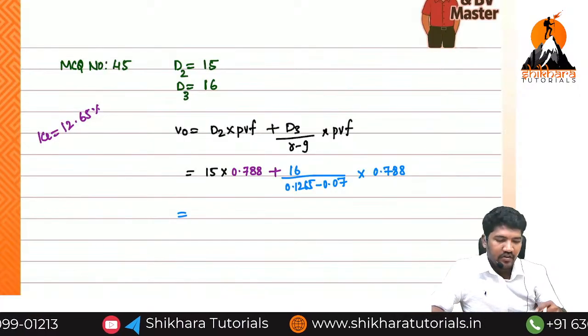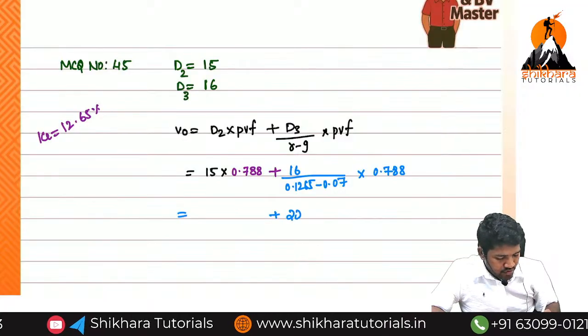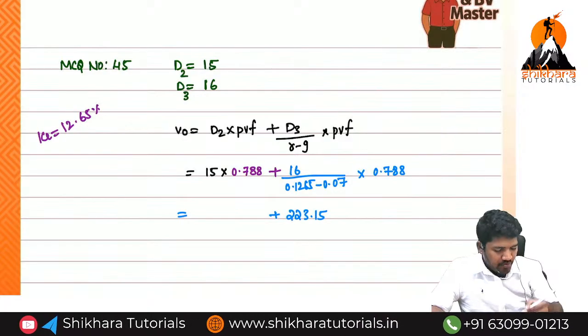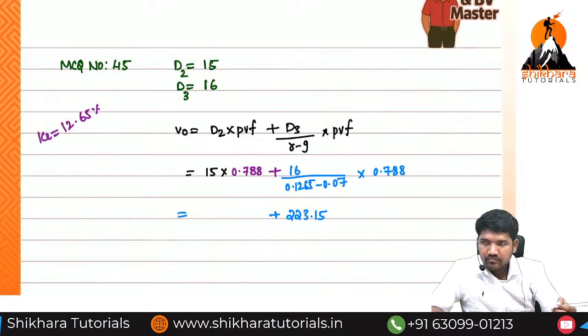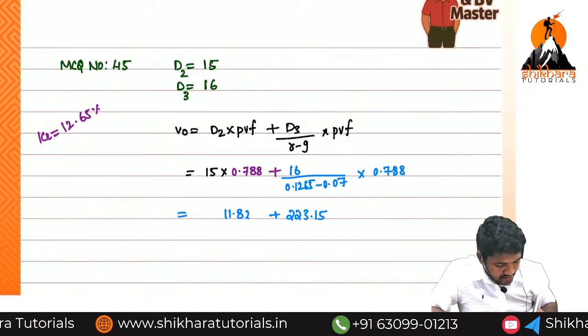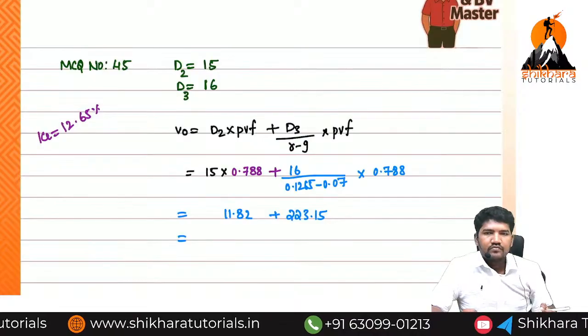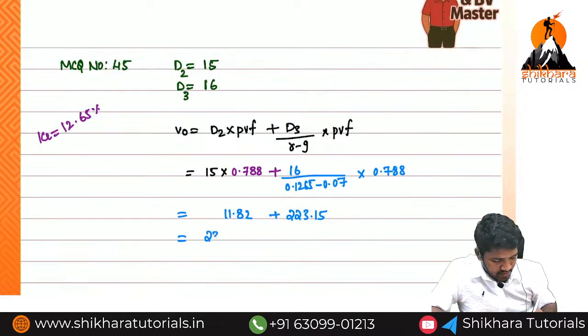15 into 0.7. How much, sir? 223.15. What about this, sir? 15 into 0.788, 11.82. Now please sum these two. So approximately you can take 235.